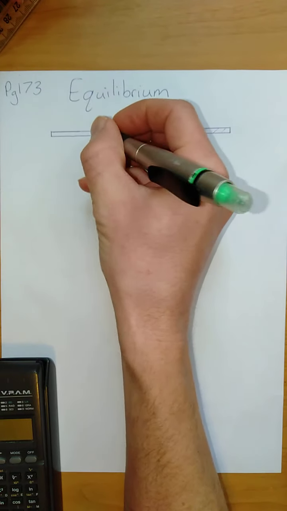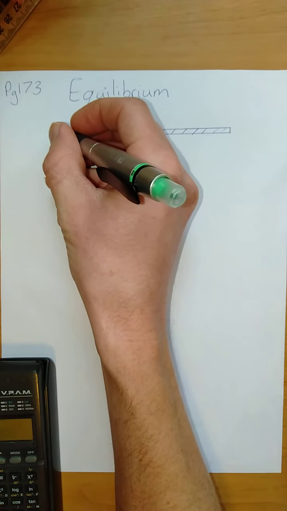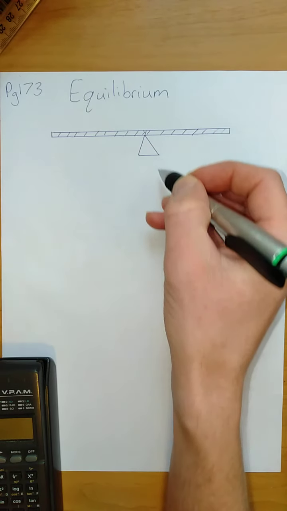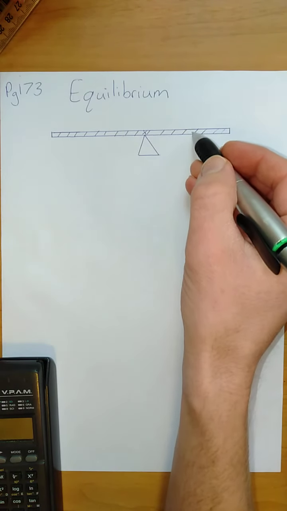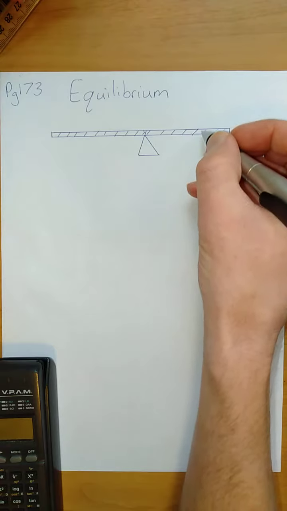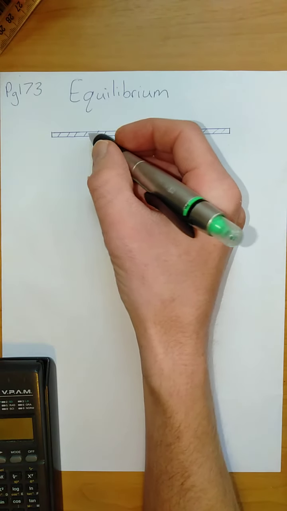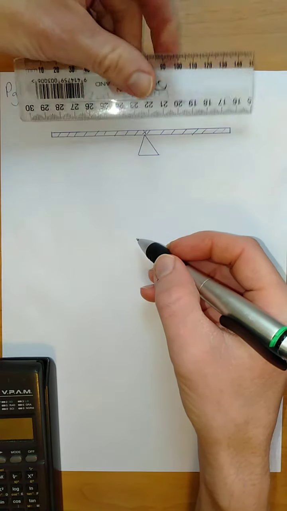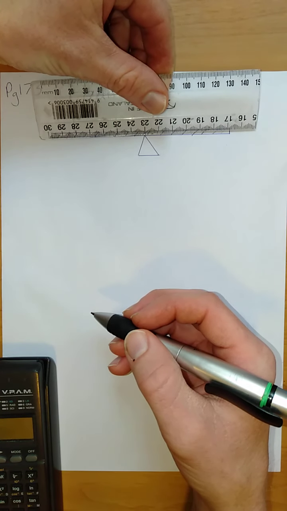If that's true for an object, that means that we can say that its center of mass is bang on in the middle at that point there, which means there's an equal amount of mass on this side trying to make it turn clockwise as there is on this side trying to make it turn anti-clockwise. So it just sits there balanced nicely.